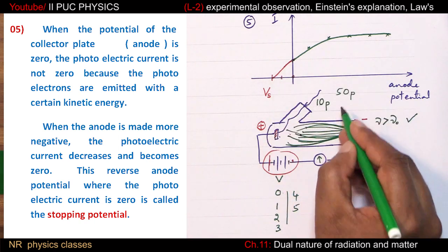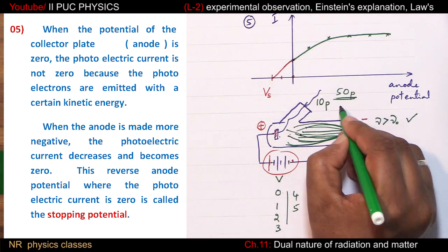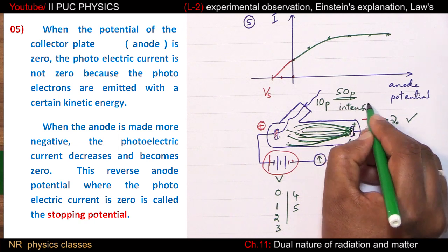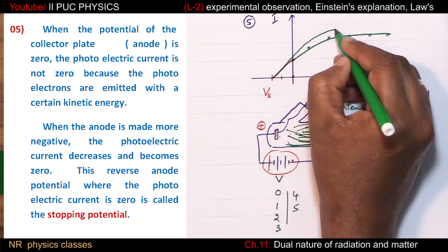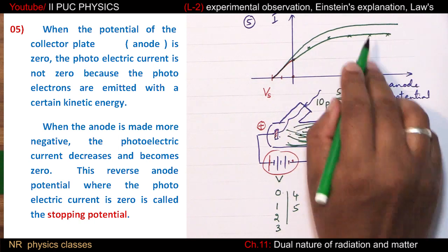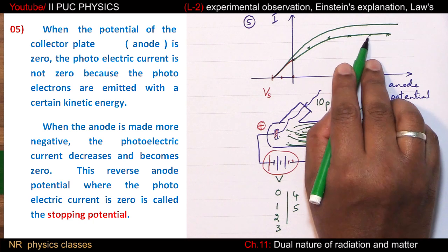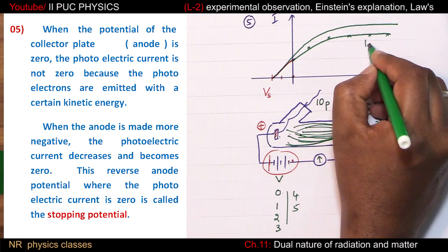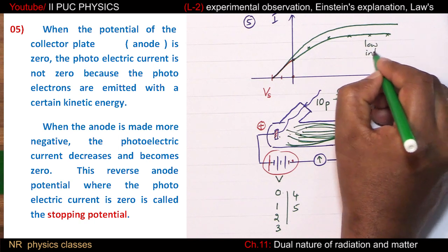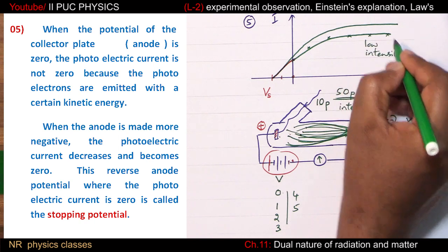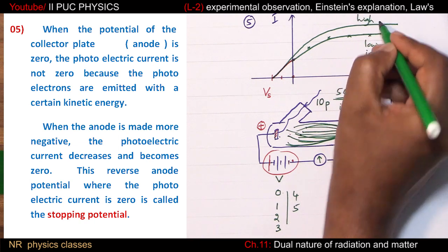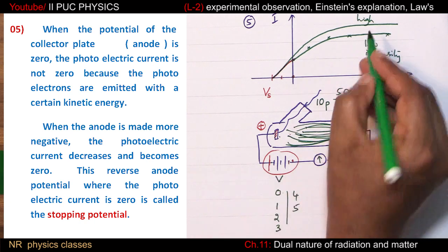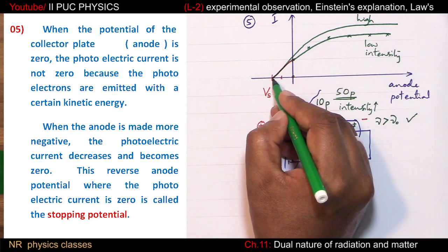But the reverse voltage, the stopping potential, remains the same. So for the higher intensity, we get a similar curve but with higher saturation current. So this curve is obtained with low intensity, and this curve is obtained at high intensity of incident radiation. And for both, the stopping potential remains the same.